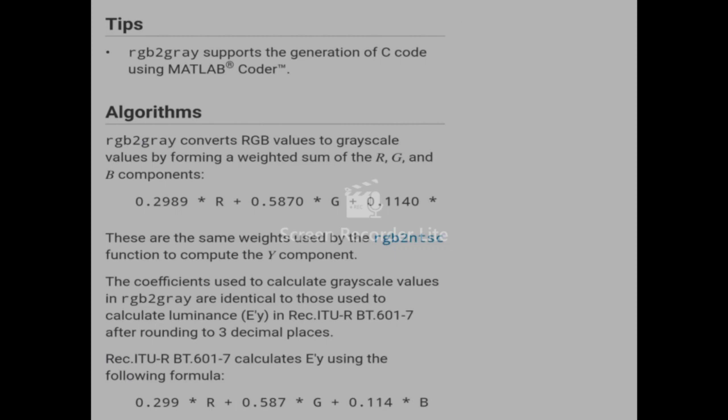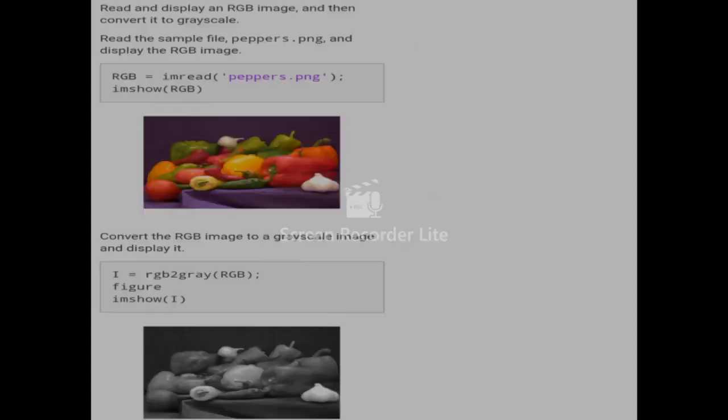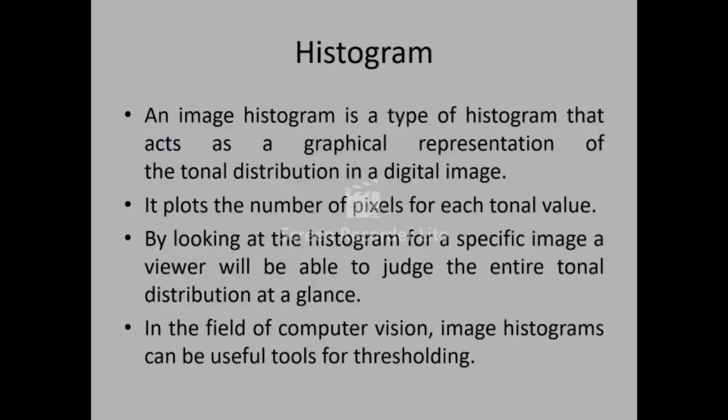These are the algorithms to change RGB to gray, converting according to the weights and also the height and size of the image. As in the example I have taken in this project, RGB equals imread, and the image name we have given in the brackets. Then in the other syntax I have given I equals rgb2gray, in the brackets RGB, and in the next line imshow I. As I is the output, this shows the grayscale image.